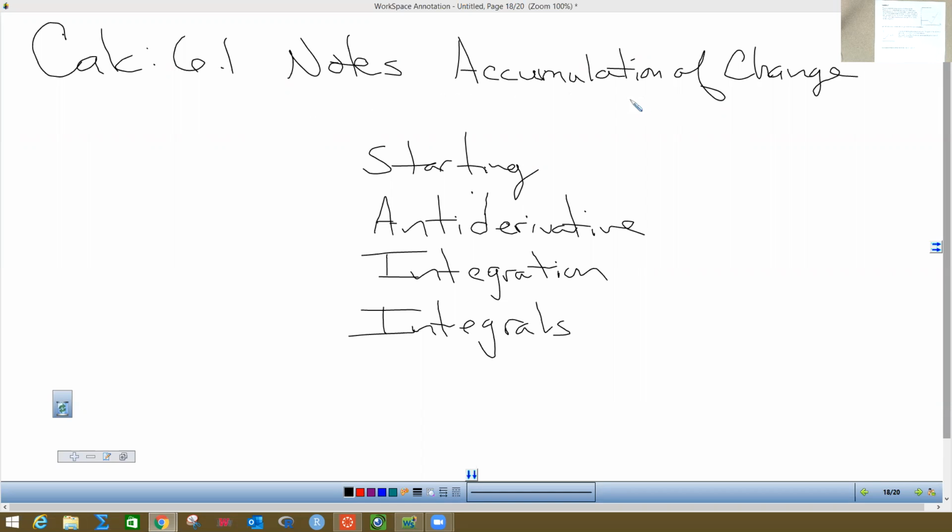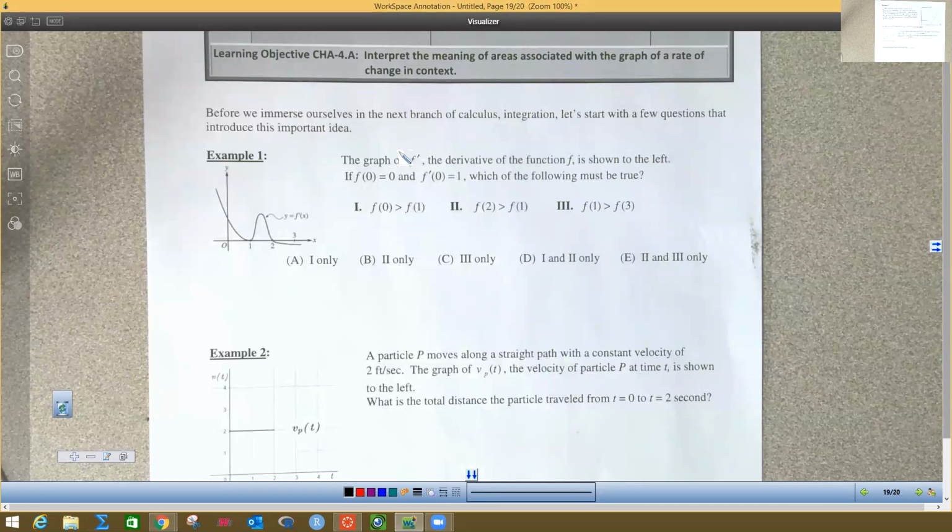We're doing notes. These are notes over accumulation and change. There are three names you can call this: antiderivatives, integration, or integrals. All three of these things mean the same, and they are the opposite, or the inverse, of doing a derivative. So we are going to start right here.